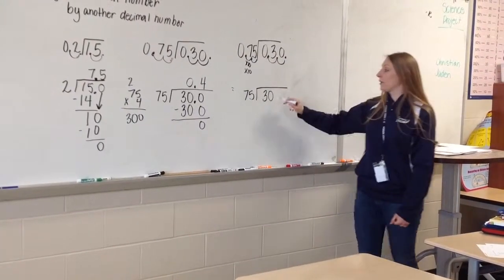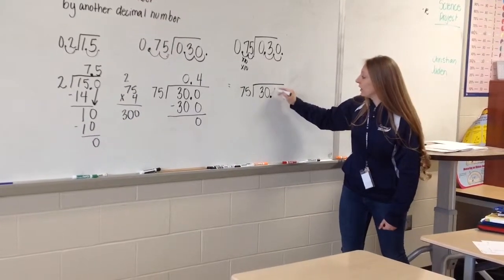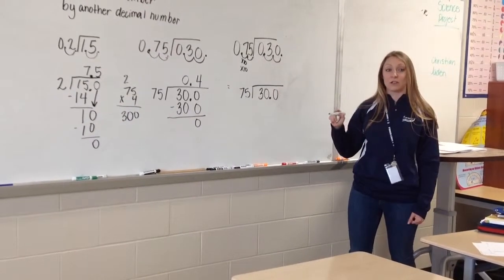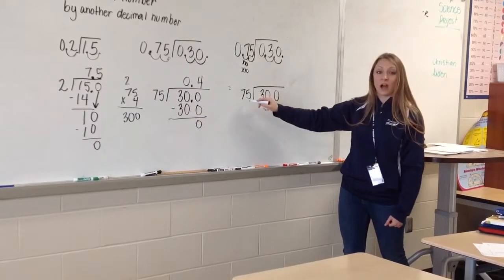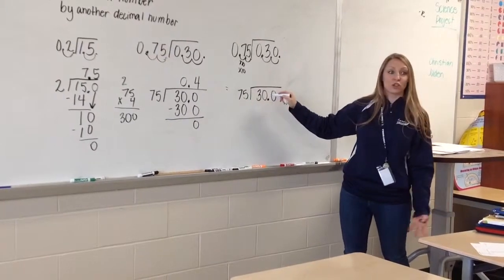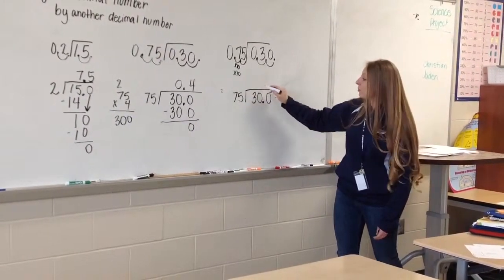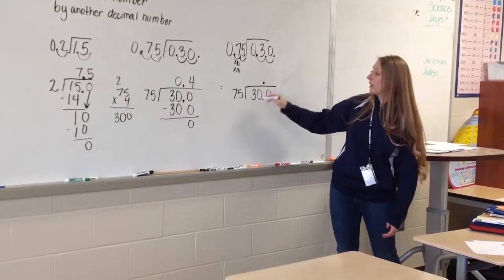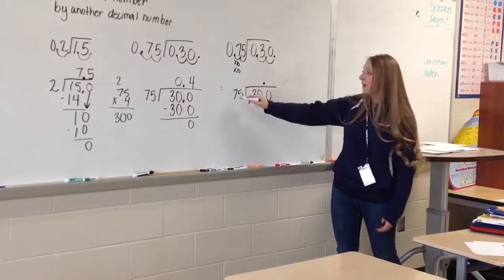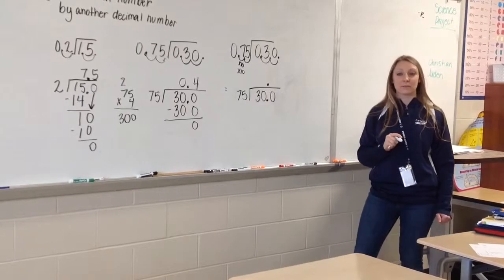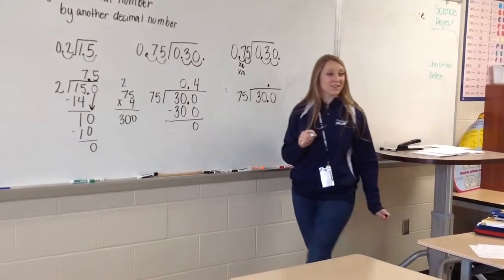Down here, I just added another decimal point and another 0 because I knew automatically that 75 does not go into 30. It's too small. So if I add that decimal point and a 0, I know that I can take 300 and evenly divide it by 75. Any other math questions?